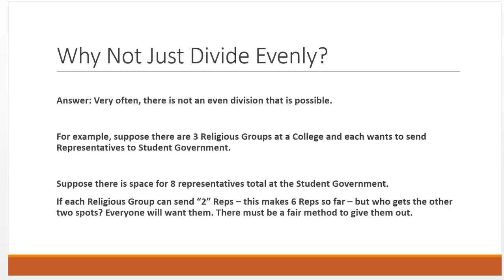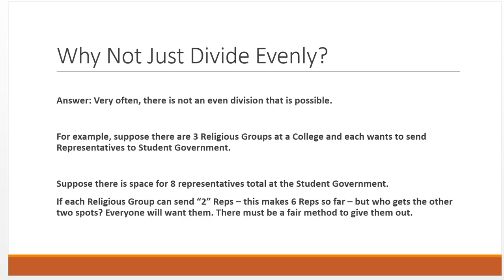So why not just divide things out evenly? If you have a bunch of seats that you want to give out in the House or the Senate and you have a bunch of states, why can't you just give the same number to each state? There's a couple of answers for this. One is they don't always come out evenly.